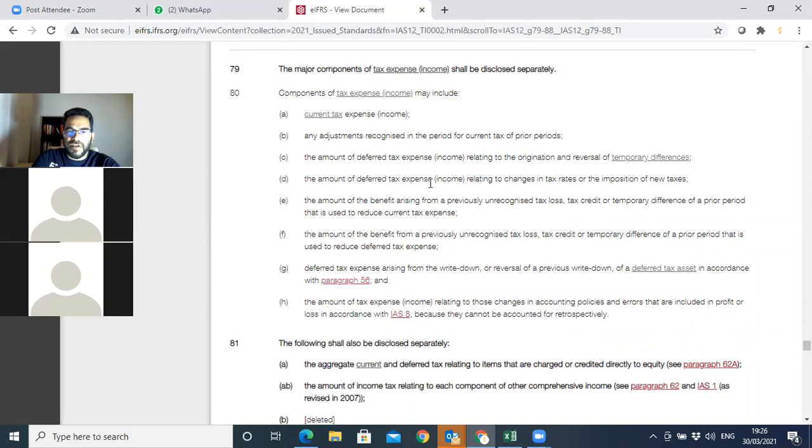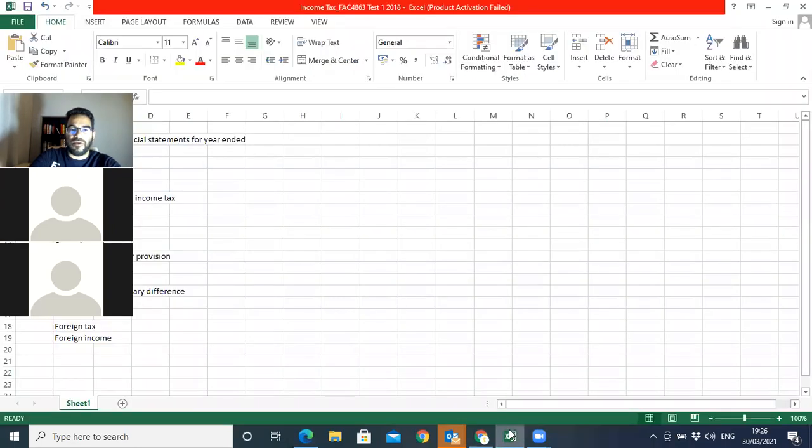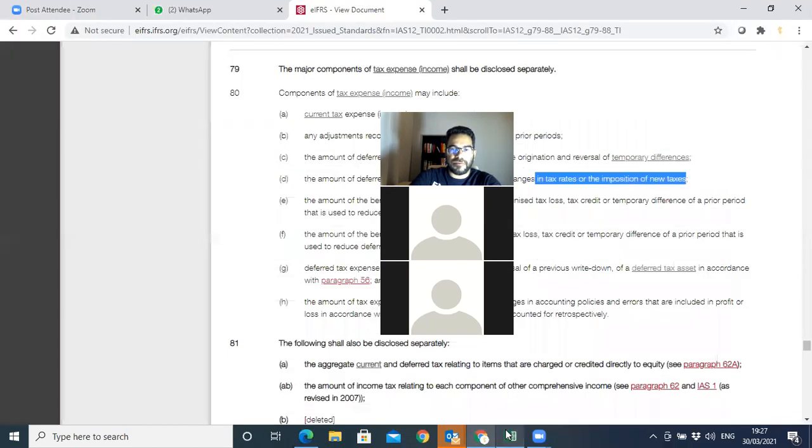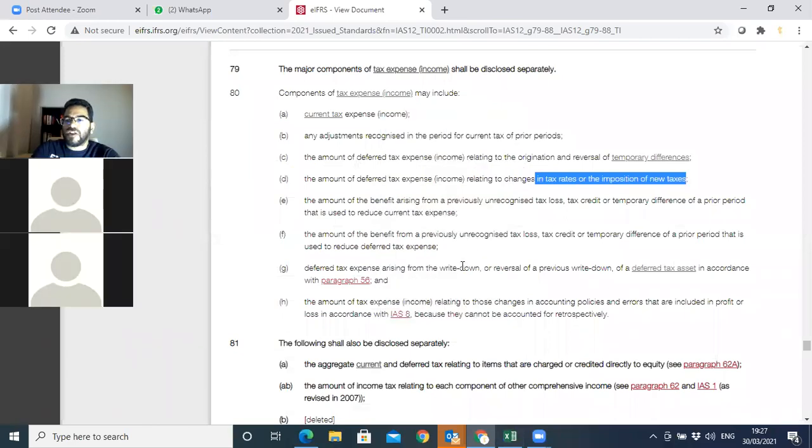Then the amount of deferred tax relating to changes in tax rate. So that's going to come into play next year when the tax rate changes. If there's a change in tax rate, we'd have a line item over here called change in tax rate. So just be aware of that. If they feel like it, they can bring it in now, but I doubt it.